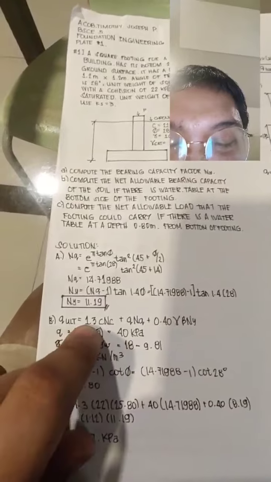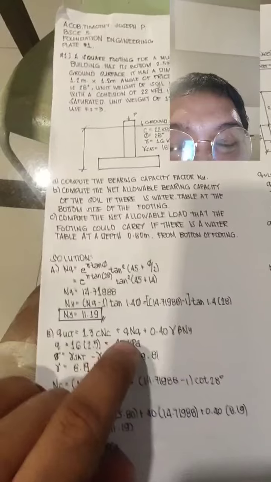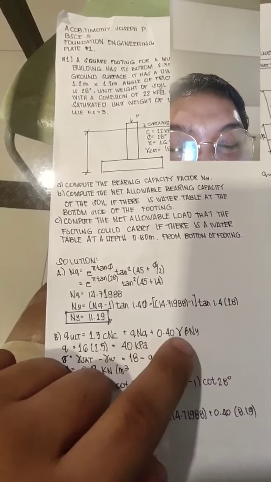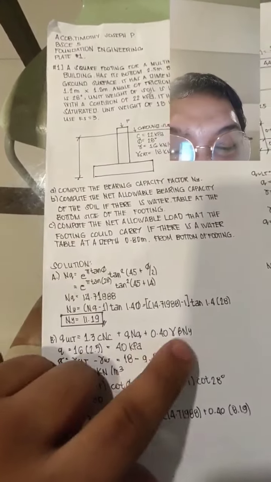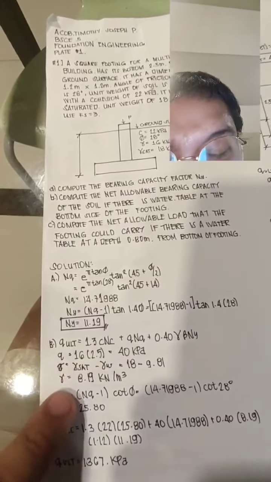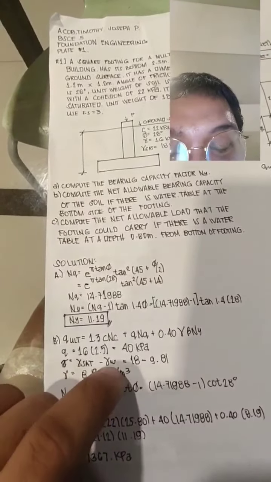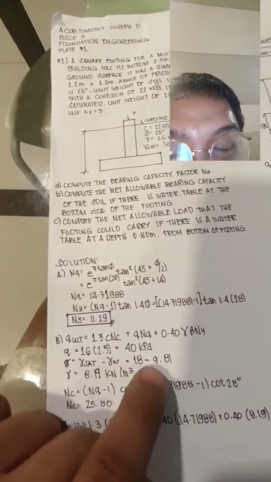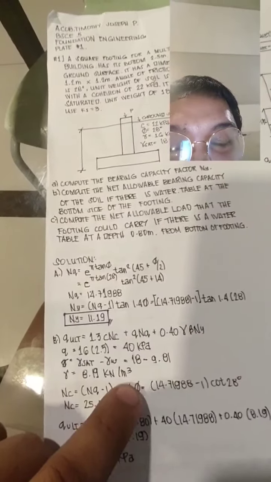Next, B, q ultimate or the net allowable bearing capacity of the soil if there is a water table at the bottom side of the footing. So, this is the formula: 1.3 c Nc plus q Nq plus 0.40 gamma B Nγ. So, we have the value of Nγ there. Here, q equals 16 times 2.5 equals 40 kPa. We have here gamma equals gamma sat minus gamma of water, equals 18 minus 9.81. So, we get gamma of 8.19 kN per cubic meter.